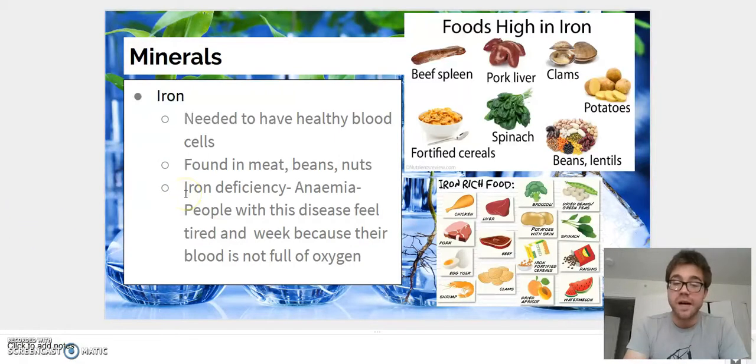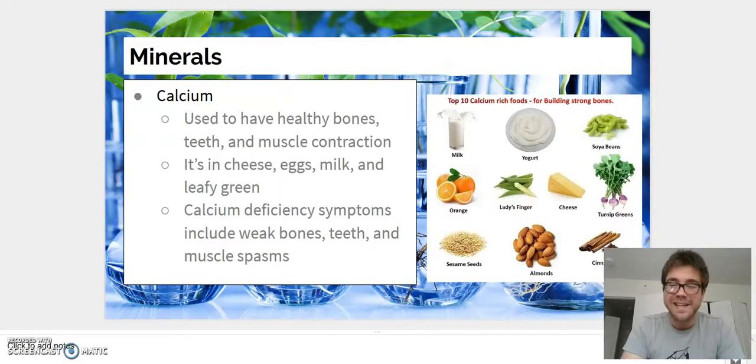So if you don't have enough iron, you have what's called anemia. People with this disease feel really tired and weak because the blood is not giving away the right amount of oxygen. It can't hold on to the oxygen. Now, our final mineral is calcium.